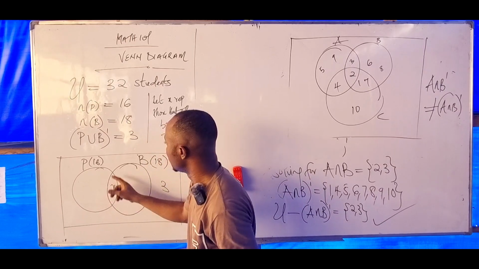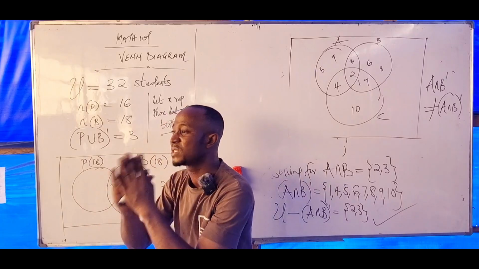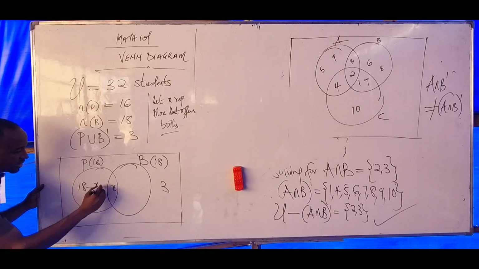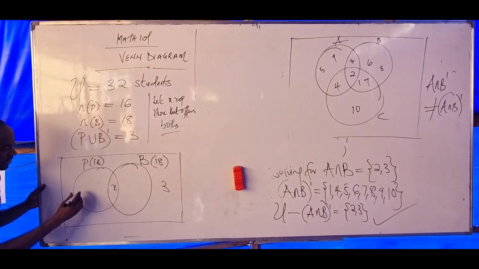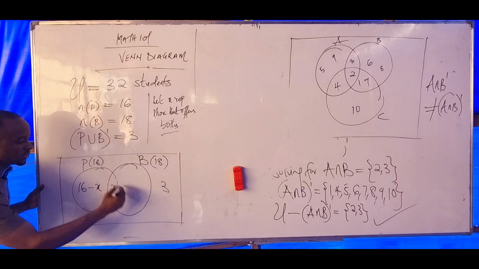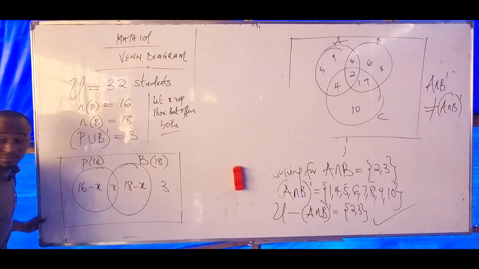Is that making sense? So to get those that offer physics only, what do we do? We subtract: 18 minus what? X. Oh, sorry, 16 minus what? X. Then for biology only, what do we do? 18 minus what? X. Can I proceed now?